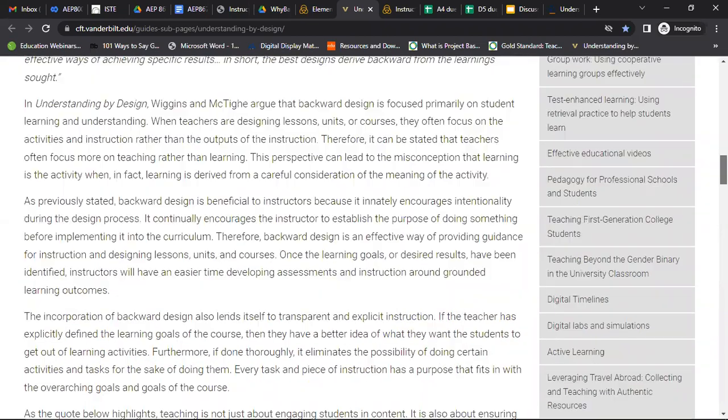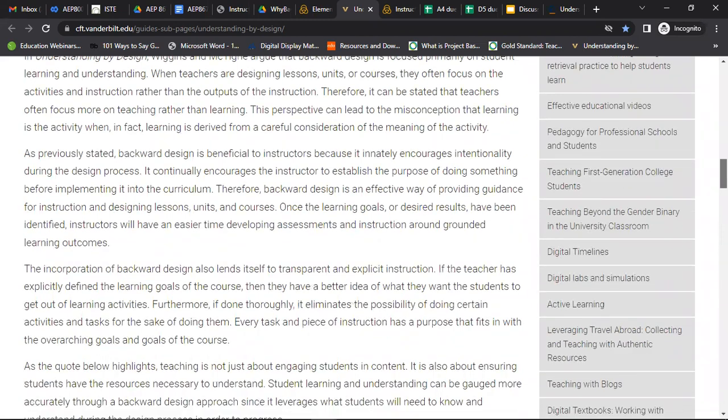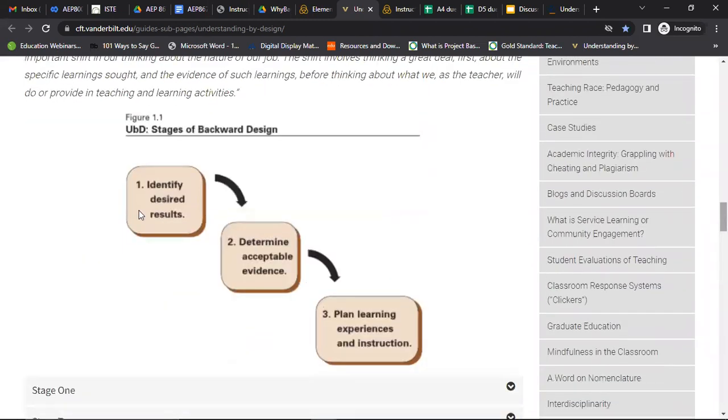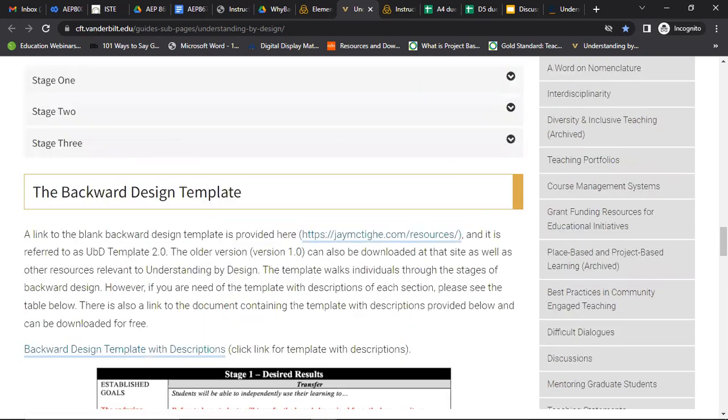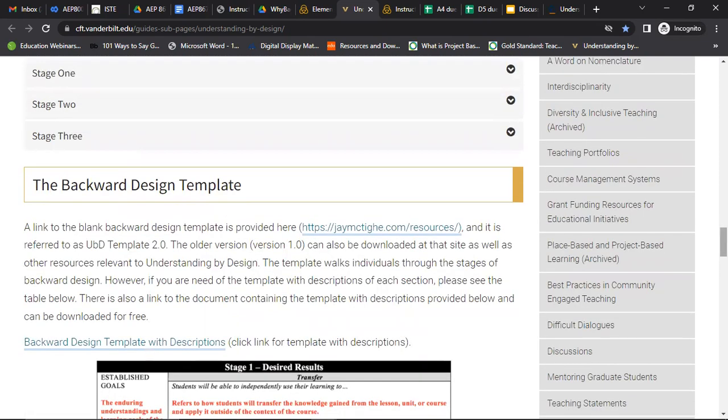It again emphasizes the three stages and how the first stage leads to the next stage and finally to the last one, which is about gathering experiences and instruction, where teachers begin to look at different activities and learning experiences that can be used to help students attain the learning and understanding in stage one. I again agree with the understanding by design model. I think it is the best for now and it really helps teachers.